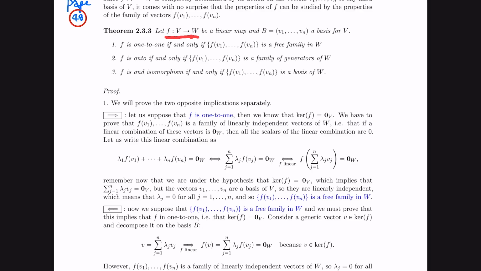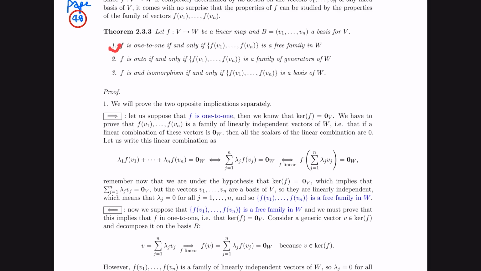Let f from vector space V to vector space W be a linear map, and let B given by vectors v1, ..., vn be a basis for V. Then we have that f is one-to-one if and only if f of v1, ..., f of vn are linearly independent vectors in W. F is onto if and only if the family f of v1, ..., f of vn generates W. Finally, f is an isomorphism if and only if f of v1, ..., f of vn is a basis for W.